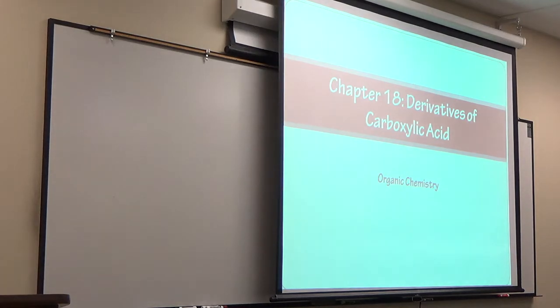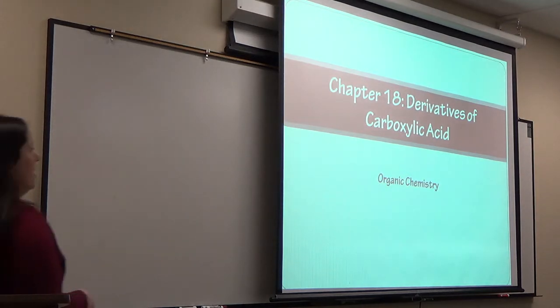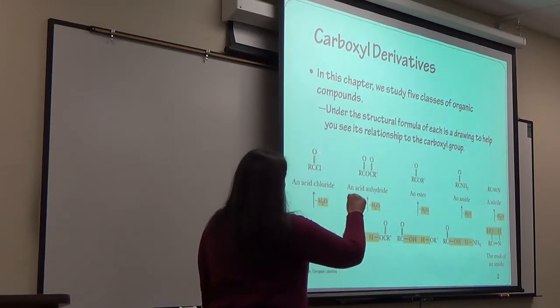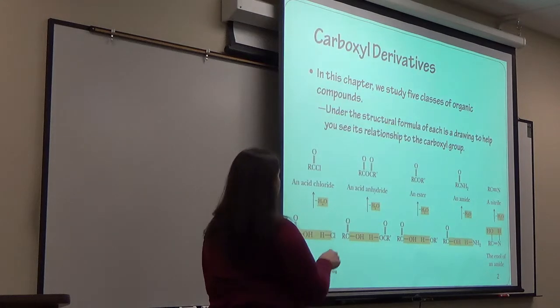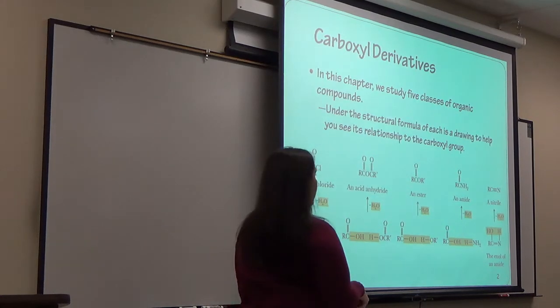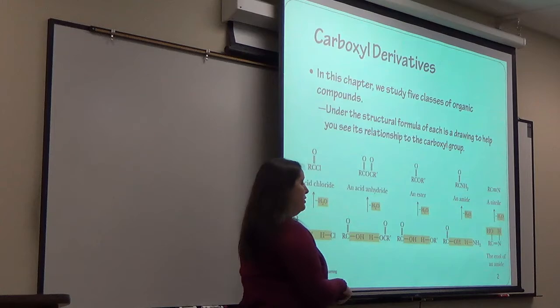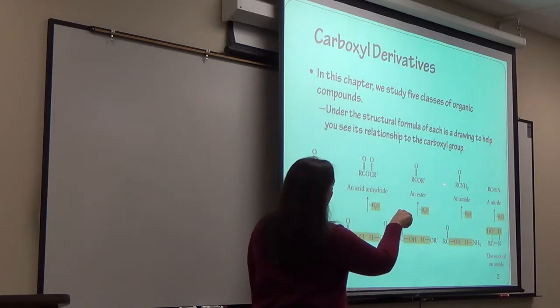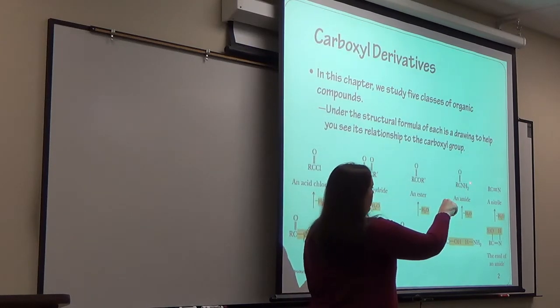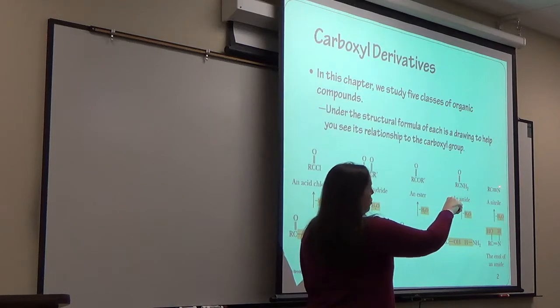But chapter 18 is now on the derivatives of carboxylic acid. So remember that the carboxylic acid has that OH, right? Well, in the derivatives, that OH is going to be replaced by a variety of different groups. So for instance, a chlorine makes it an acid chloride. Two acids together make an acid anhydride. We did look at some esters last time with the Fischer esterification reaction. So OR, a carbon chain here, would be another derivative. And then you can also have nitrogen derivatives like an amide, which can also be a nitrile.